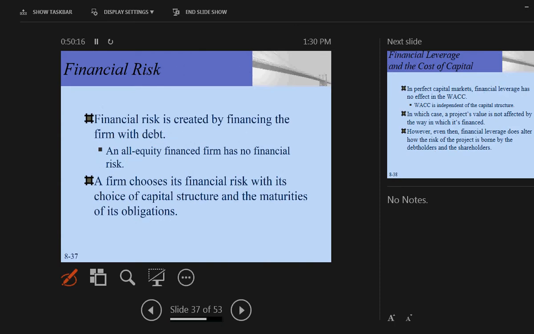Okay, let's move on and talk a little more about financial risk here. Financial risk is created by the creation of debt. So when you have debt, there's going to be financial risk. If there is an all-equity firm, there's zero financial risk. A firm chooses its financial risk with a choice of capital structure, right? What really matters is the maturity and the obligations associated with the debt within the capital structure.